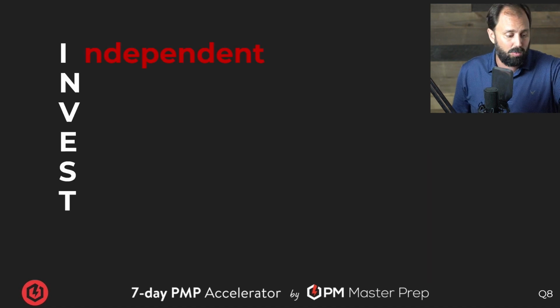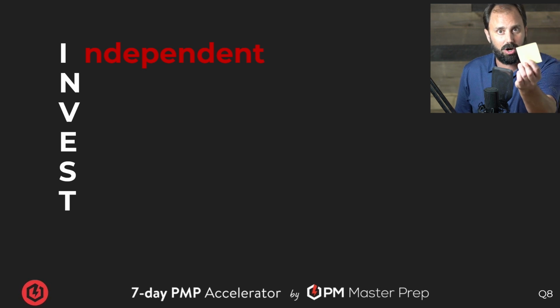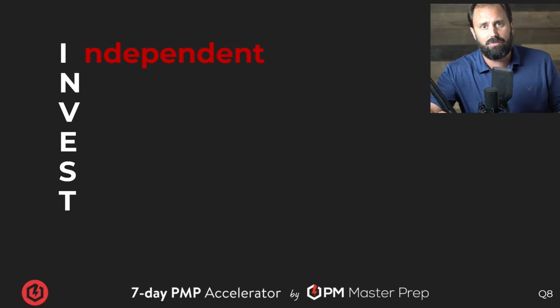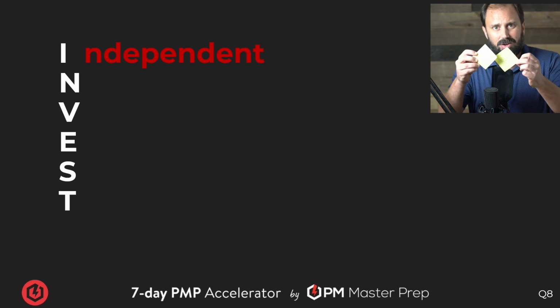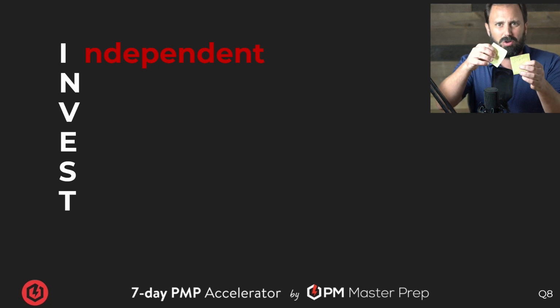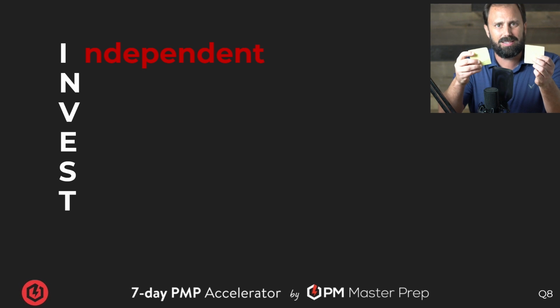Right off the bat, when we have a card, let's just say this is a card, we want to understand that the I, for those listening, is that the user story is independent. What does that mean? It means that if we have two user stories, they're not covering the same thing and mixed up. Each one is distinctive.